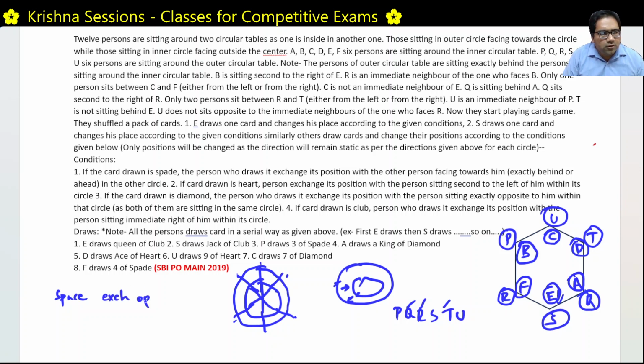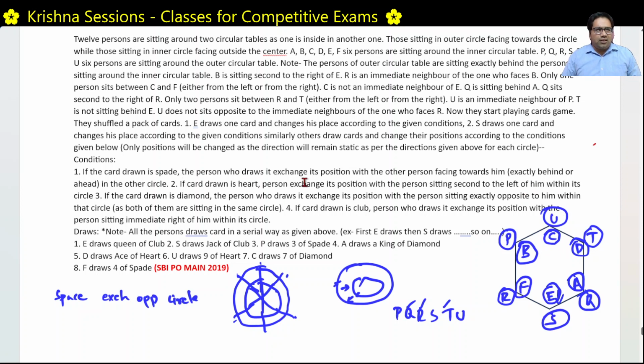Exchange opposite circle. What does that mean? If F draws a spade, then F and R will exchange each other, because this is the inside circle and this is the outside circle. So within the inside circle is all of this, and spade means the person who draws it exchanges position with the person facing towards him in the other circle. So if F draws a spade, he will exchange with R; one will come outside and the other will go inside. If U draws a spade, U will come inside, C will go outside. They will exchange their places.